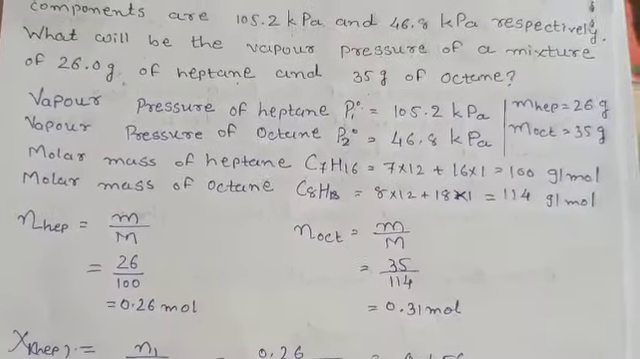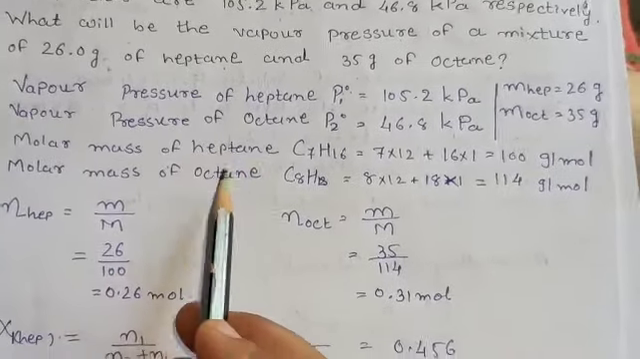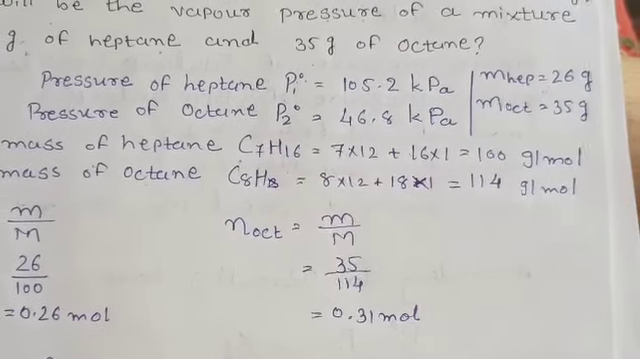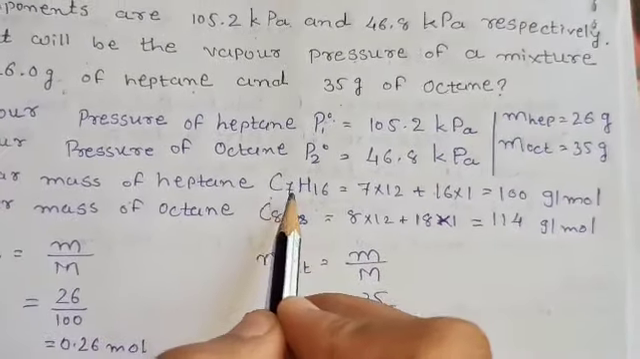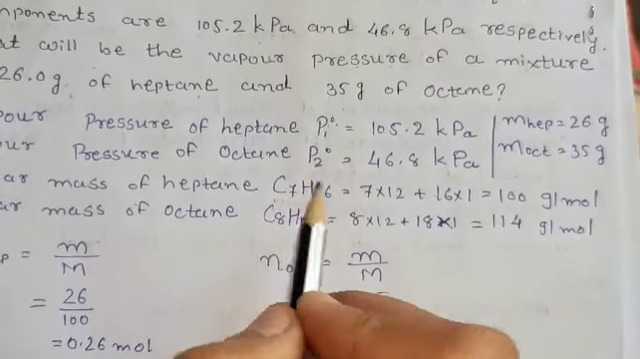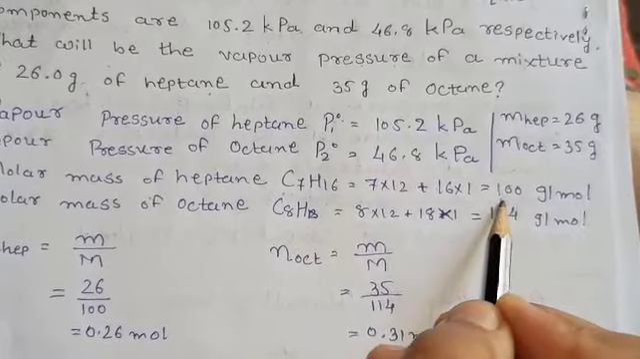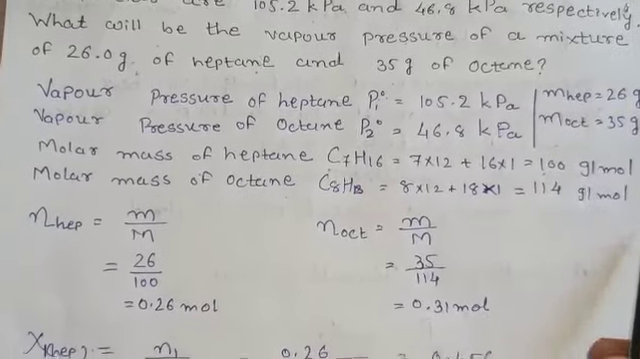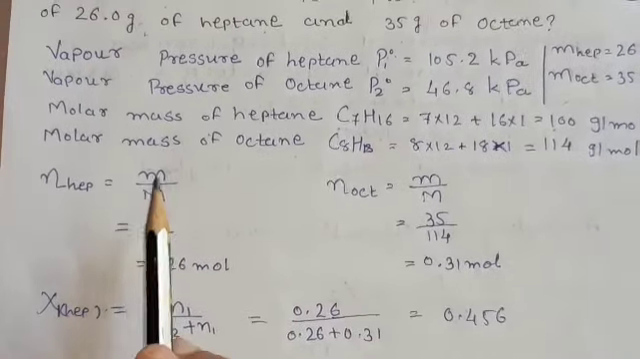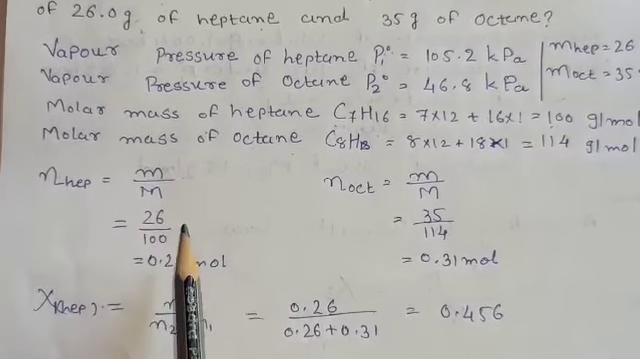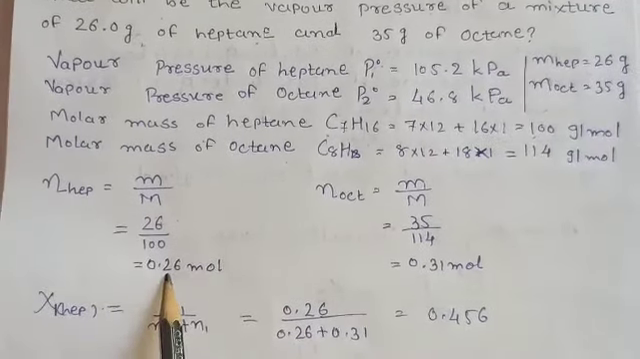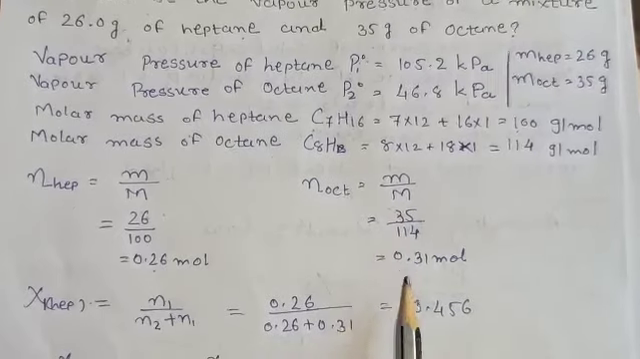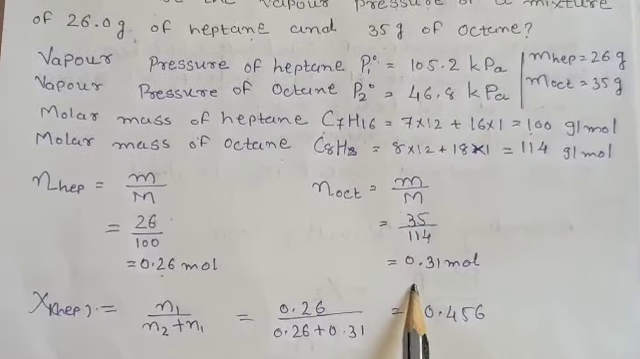Now we can find the molar mass of heptane and octane, because heptane has formula C7H16. You can calculate by CnH2n+2. So heptane is C7H16, and our molar mass will be 100 gram per mole, and molar mass of octane will be 114 gram per mole. Now mole of heptane equals mass by molar mass. Replace both terms and you will get the moles of heptane. Same, mole of octane is equal to mass by molar mass. Replace both values and you will get the moles of octane.